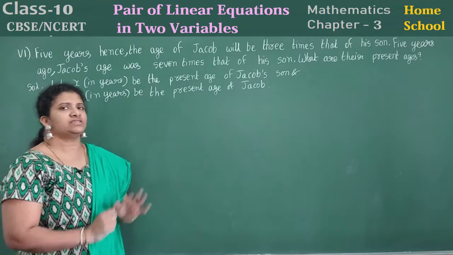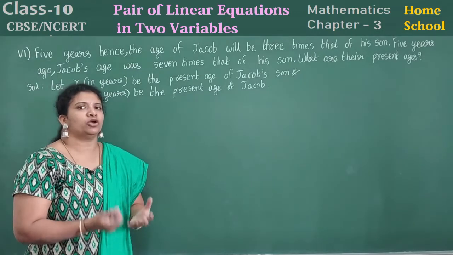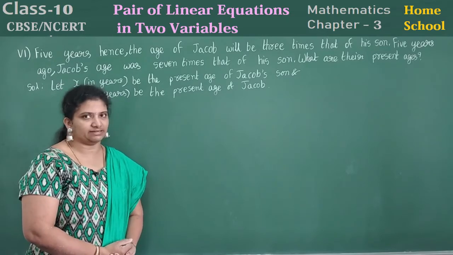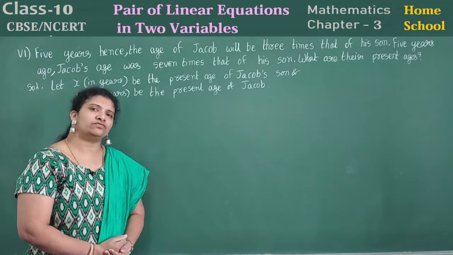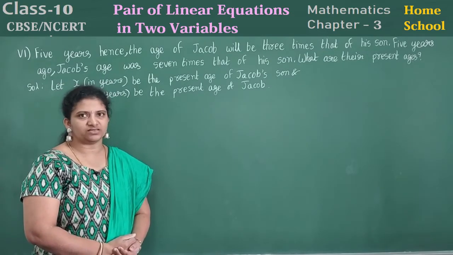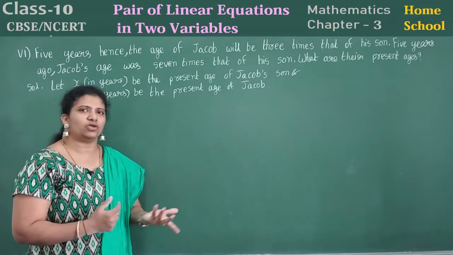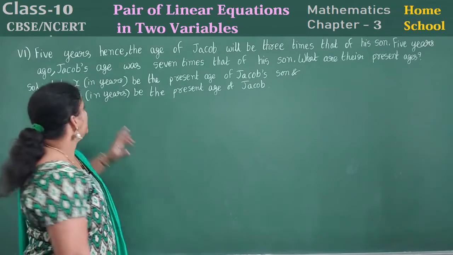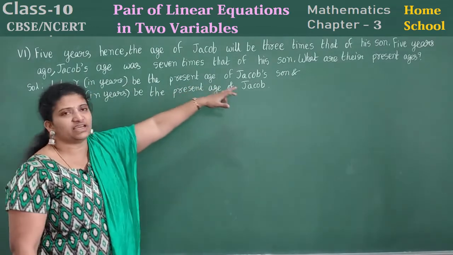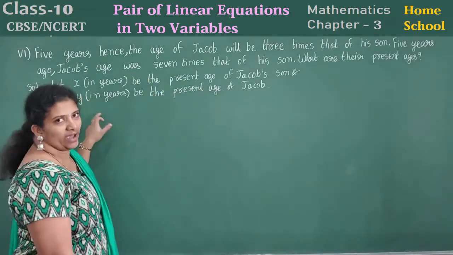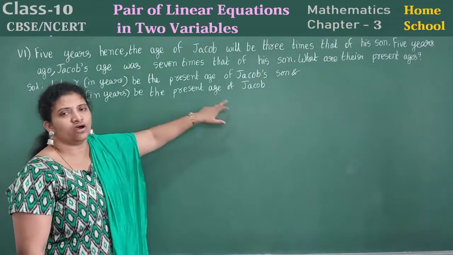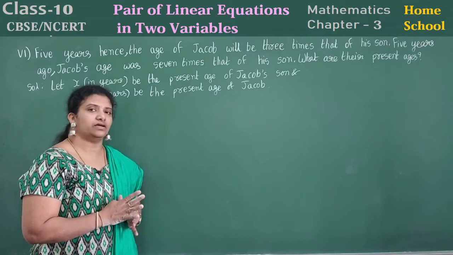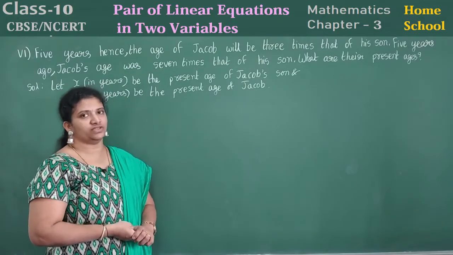Right? So first, before reading the problem, I am going to assume something. Let the age of his son be x years. Okay, let the age of Jacob be y years. Any one x, any one y. You can take your own wish, but please don't by heart. Right? So I have written, let x be the present age of Jacob's son and y years be the age of Jacob.